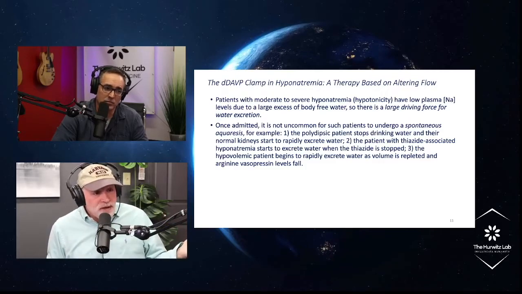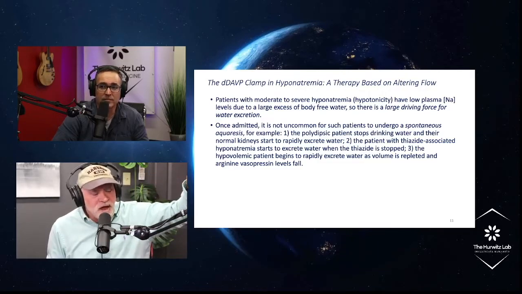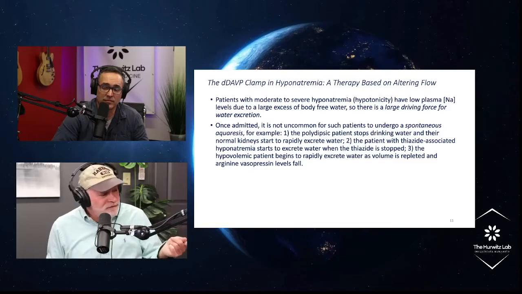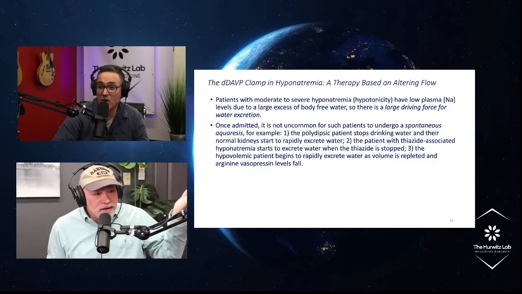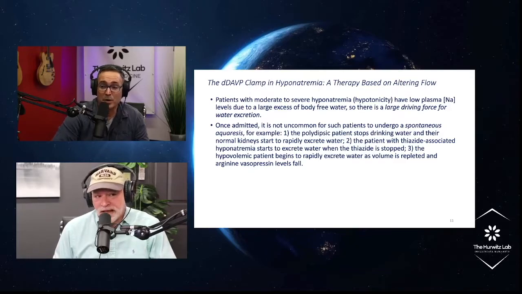And with DDAVP, instead of trying to keep up with this water loss, which is a nightmare for the nurses, what you just do is flip the switch and have them retain some water and stop it so you can control it. Increase, basically, the permeability for water reabsorption.